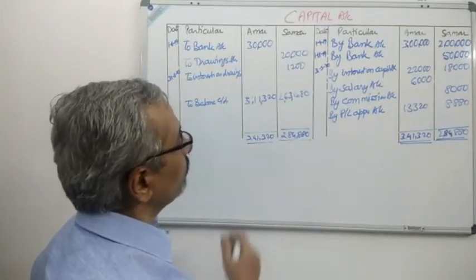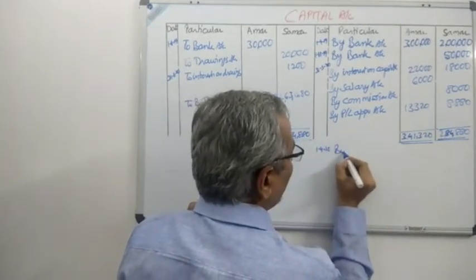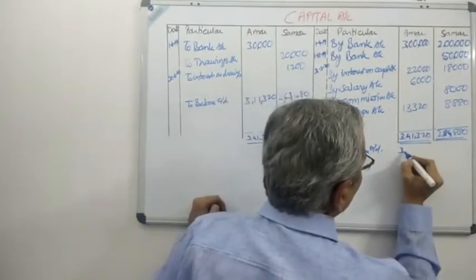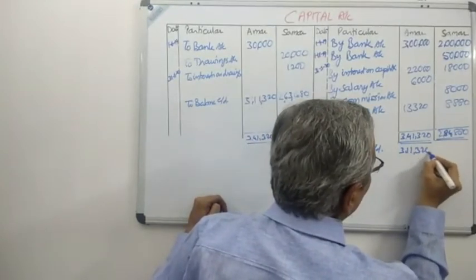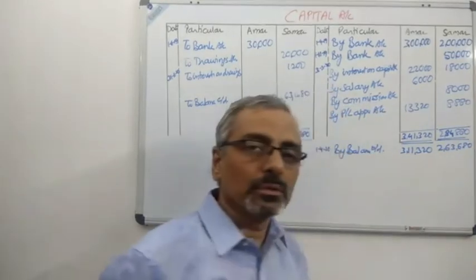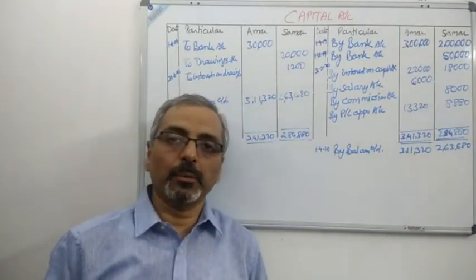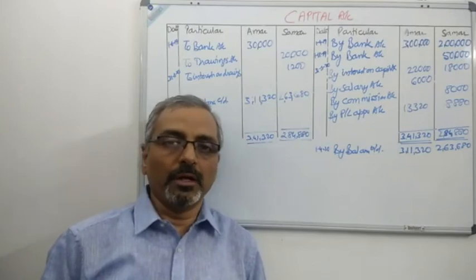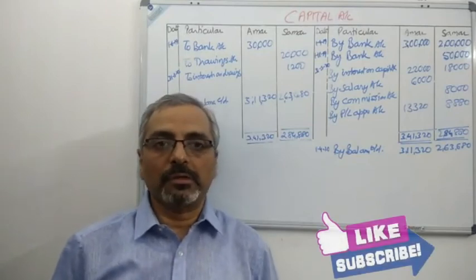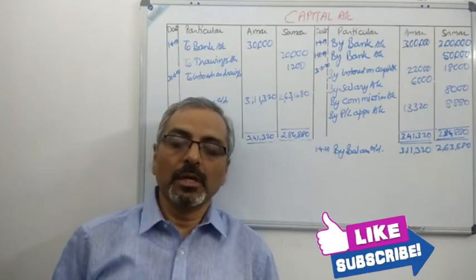Okay, now we will transfer this figure on which date? On 1st April 2020 by balance brought down 3,11,320 and 2,63,680. This concludes the preparation of capital account, and this amount will be transferred to the balance sheet if the question asks us to do. So I hope you have understood the transfer entries from the profit and loss appropriation account and the totaling which we have done. After that, I will obviously come up with more sums in this chapter.